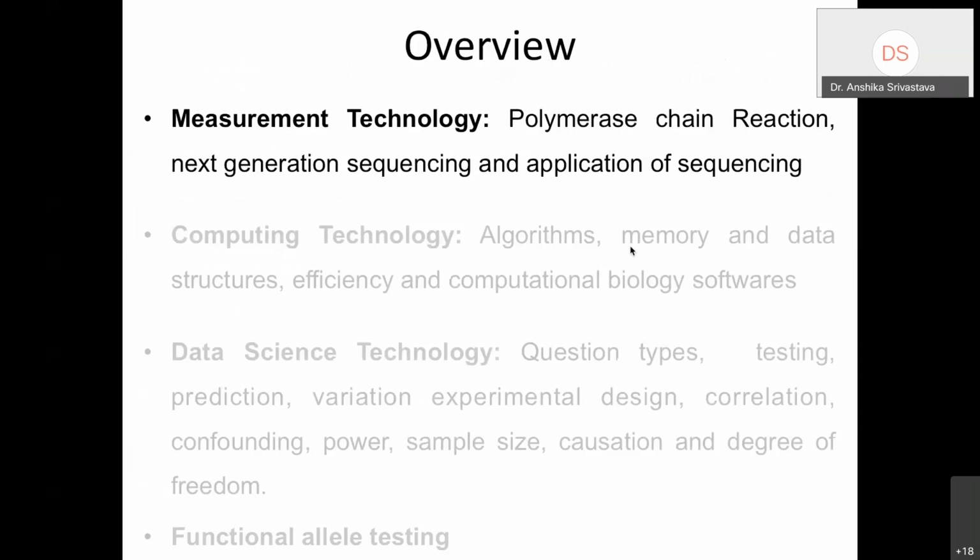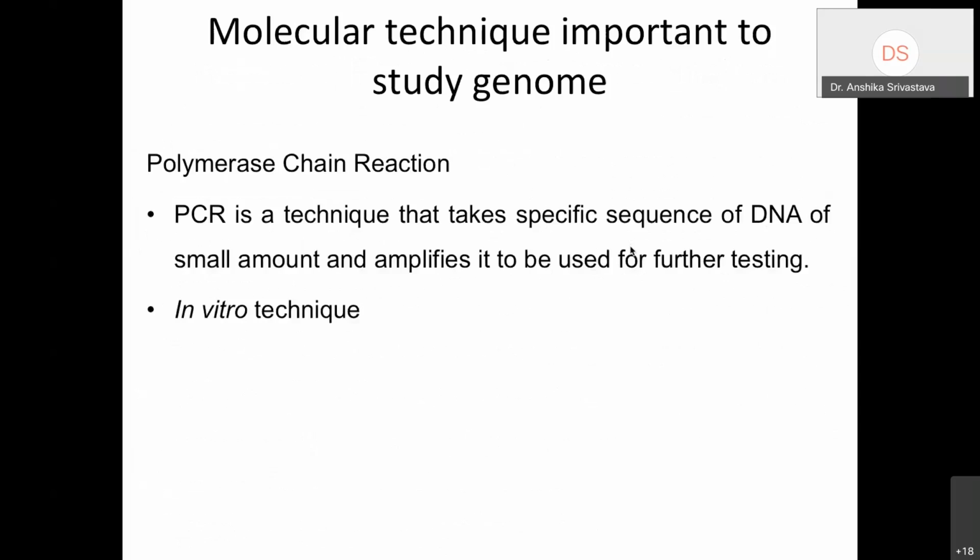Okay, so now moving on to the measurement technology. In this section, I'll be talking about the polymerase chain reaction. Polymerase chain reaction is one of the molecular techniques that is important to study the genome. It is a technique that takes a specific sequence of DNA of a small amount and amplifies it to be used for further testing. And it's an in vitro technique.